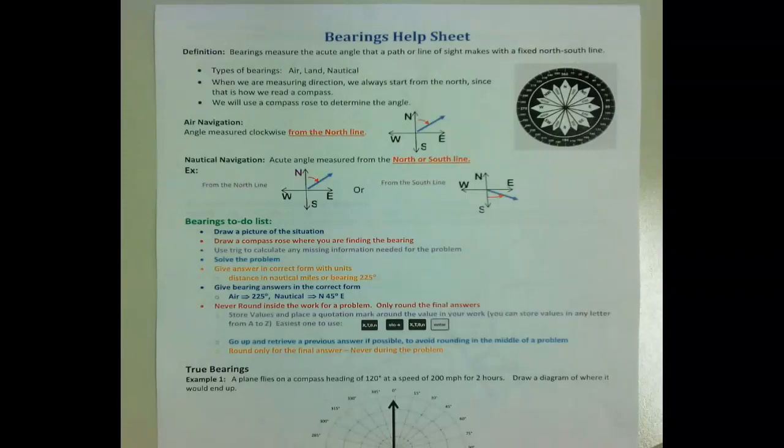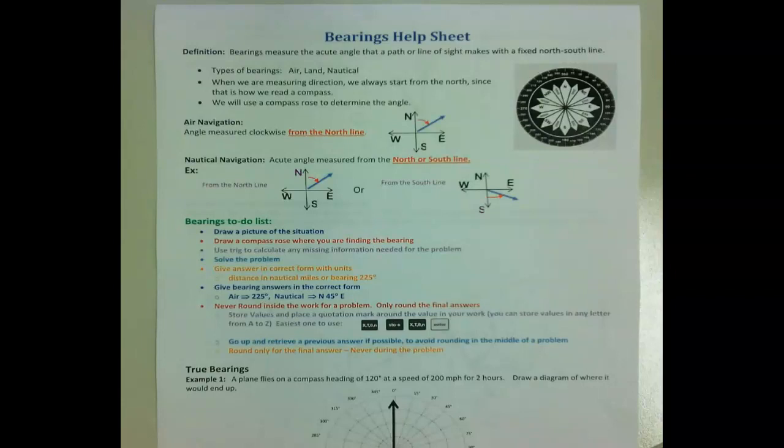Hi, the lesson that we're talking about today is on bearings. It is an application for vectors. And so we're going to start by looking at the help sheet that's online. The definition of a bearing is the measuring of an acute angle that a path or line of sight makes with a fixed north-south line.